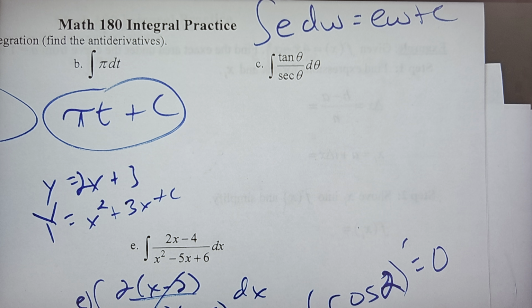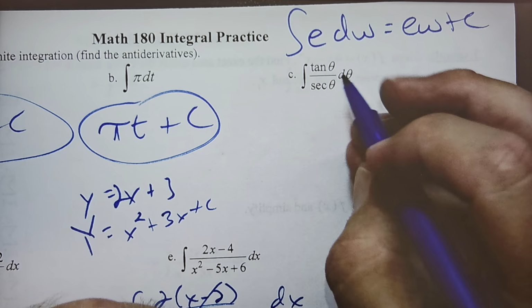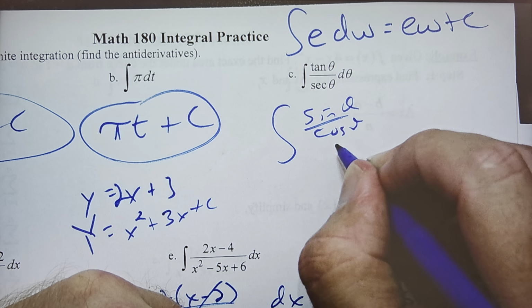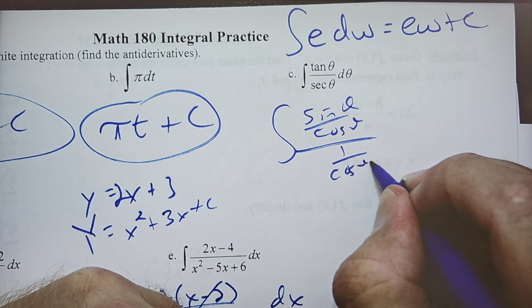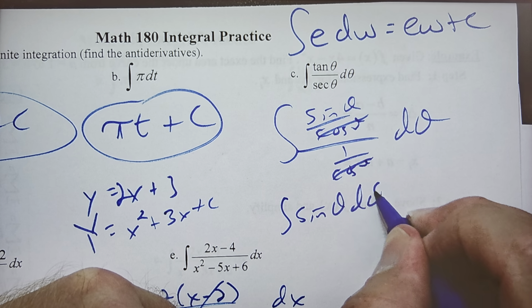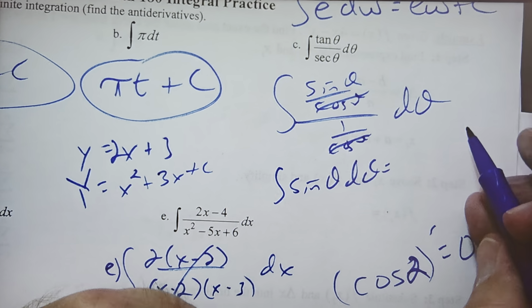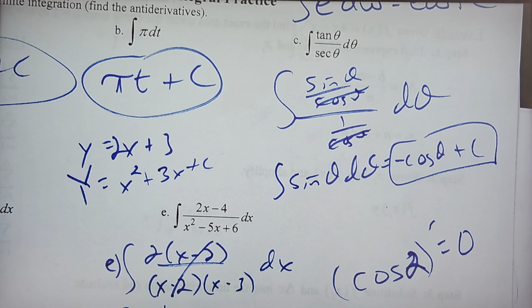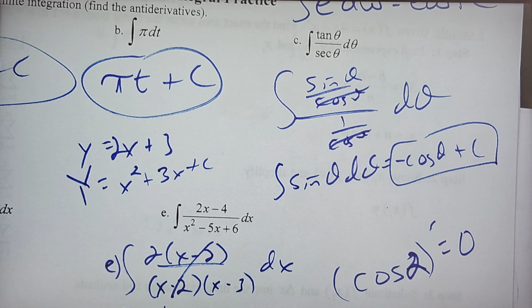Thank the gods, C is the same first step as E basically. Not factor, simplify. So it would just be sine, cosine, then you flip this. Just make everything in terms of sine and cosine. So tangent is sine over cosine. Secant is 1 over cosine, so the cosines cancel. So I get the integral of sine. And what's the integral of sine? Negative cosine plus C. Nice.